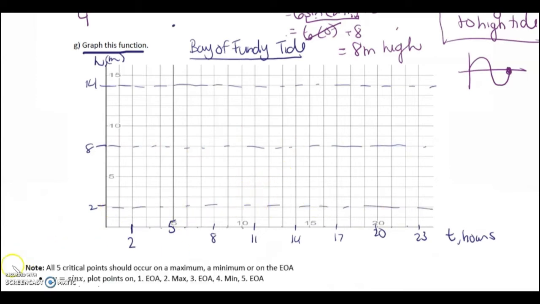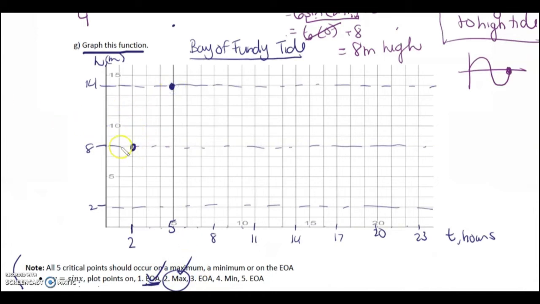Okay, so I put this from the algorithm down here. All 5 critical points should occur on a max, min, or equation of axis. So now that we set up our graph, we can just pattern. So we do have a sine x, and we're going to start at 2. Sine starts on the equation of axis, goes to a maximum. So 1 critical interval later, which is 3.